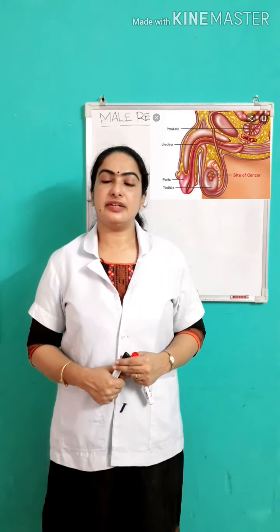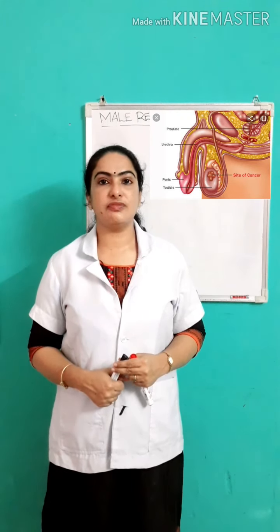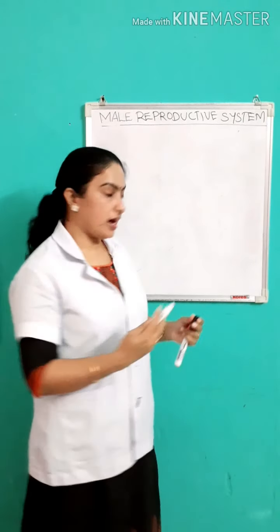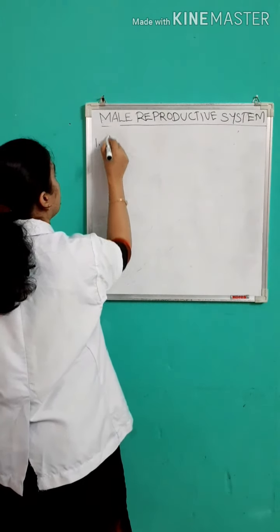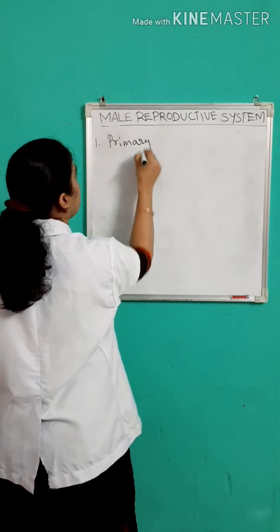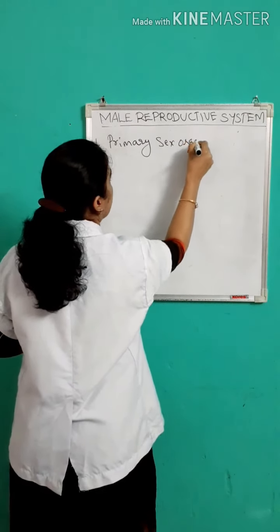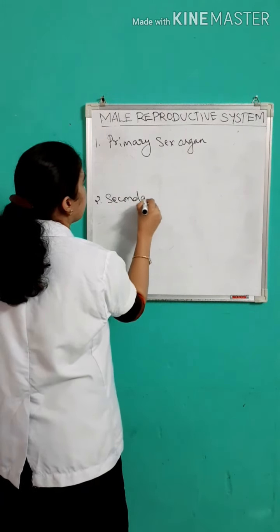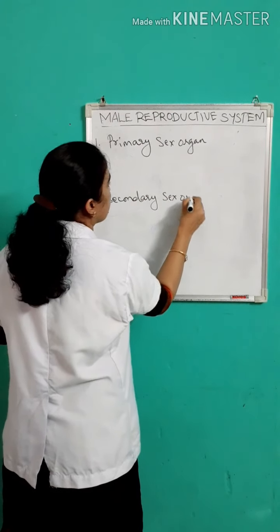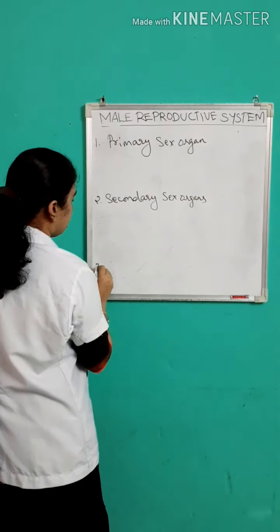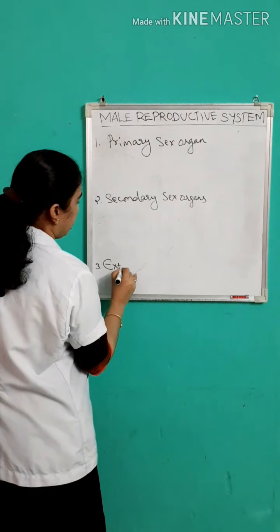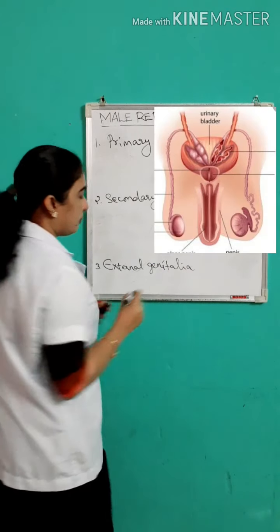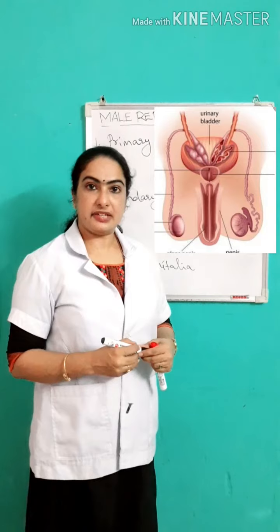See, the male reproductive system means a group of organs which are involved in the reproduction of the male organism, and it comprises three parts. The three parts are, first, the primary sex organ, the second part is the secondary sex organs, and the third part is the external genitalia. These are the three main parts of the male reproductive system.